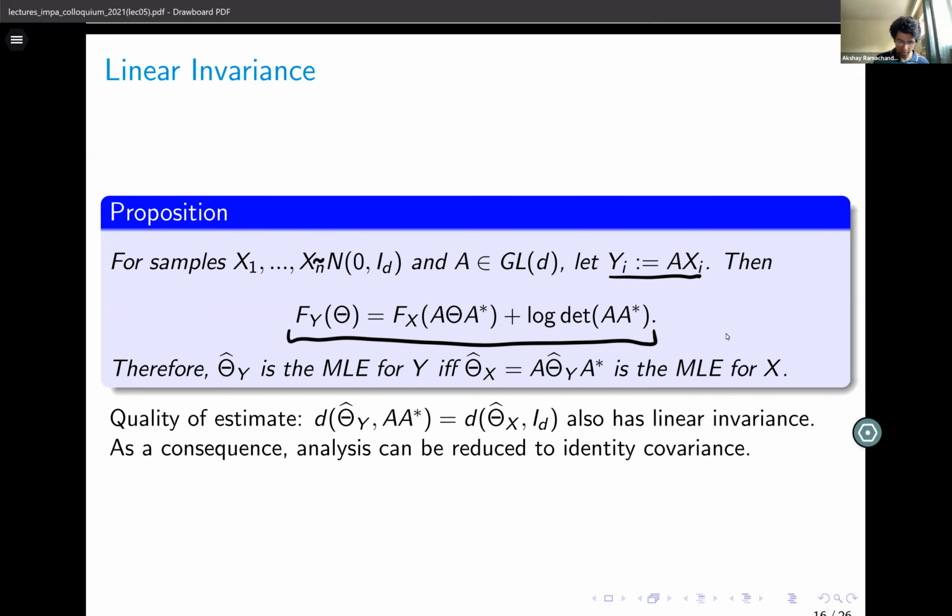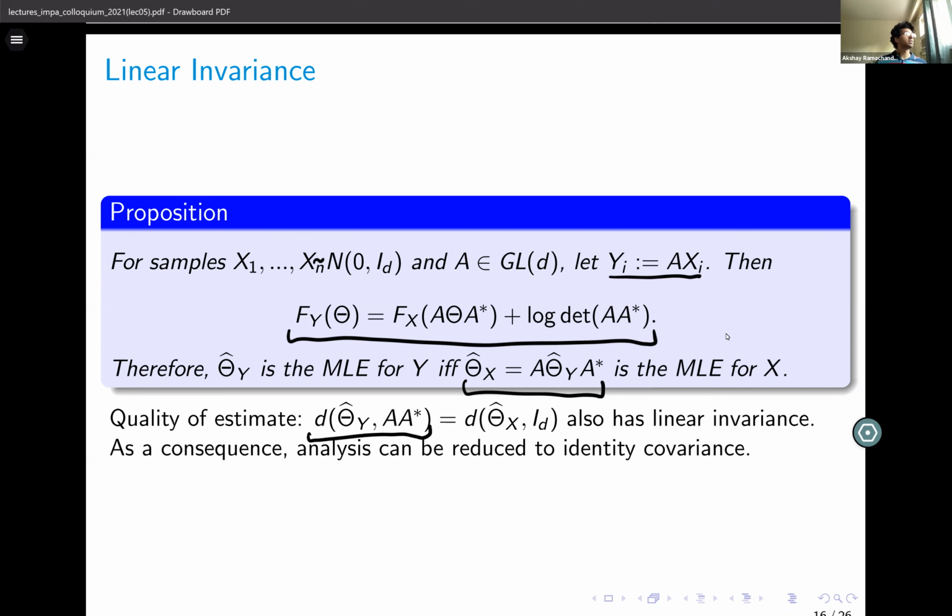So that means that the optimizer of these two functions is very strongly related. So the MLE for the identity case and the MLE for an arbitrary covariance case is related by exactly these simple linear transformations. And the other thing is that the error measure that we're studying is also invariant under the same linear transformations, right?